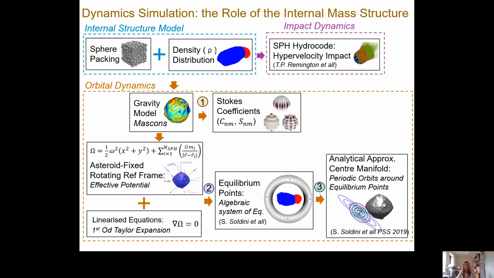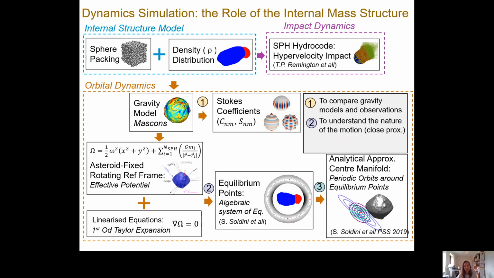Now, what is important in orbital dynamics is understanding what are the possible natural motions that exist around an asteroid. The first Stokes coefficients are usually used to compare models and to fit the observations, while the dynamical objects actually give us information on the nature of the motion. For example, how easy it is to land, how easy it is to depart from an asteroid, how easy it is to fall off from it. So that's why they are important.